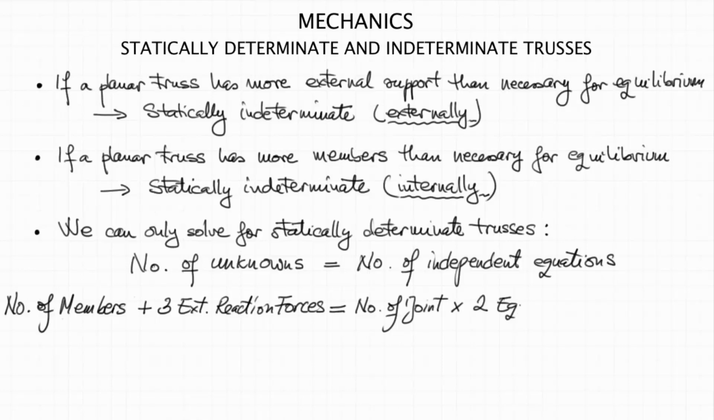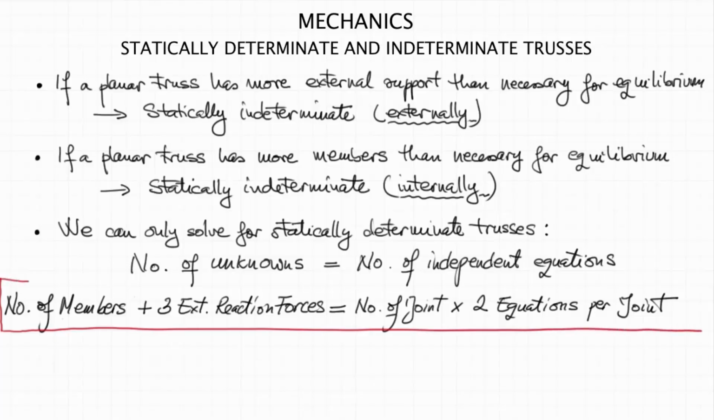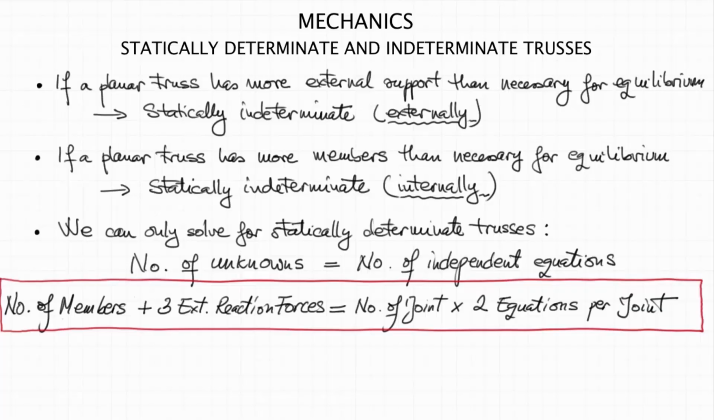So the number of unknowns for a truss is the number of forces in the members, so the number of members basically, plus the 3 external reaction forces that we need to solve for. And how many equations can we write? Well, this is equal to the number of joints times 2 equations that we can write for each joint. So if we satisfy this equation, then our truss will be statically determinate both internally and externally.